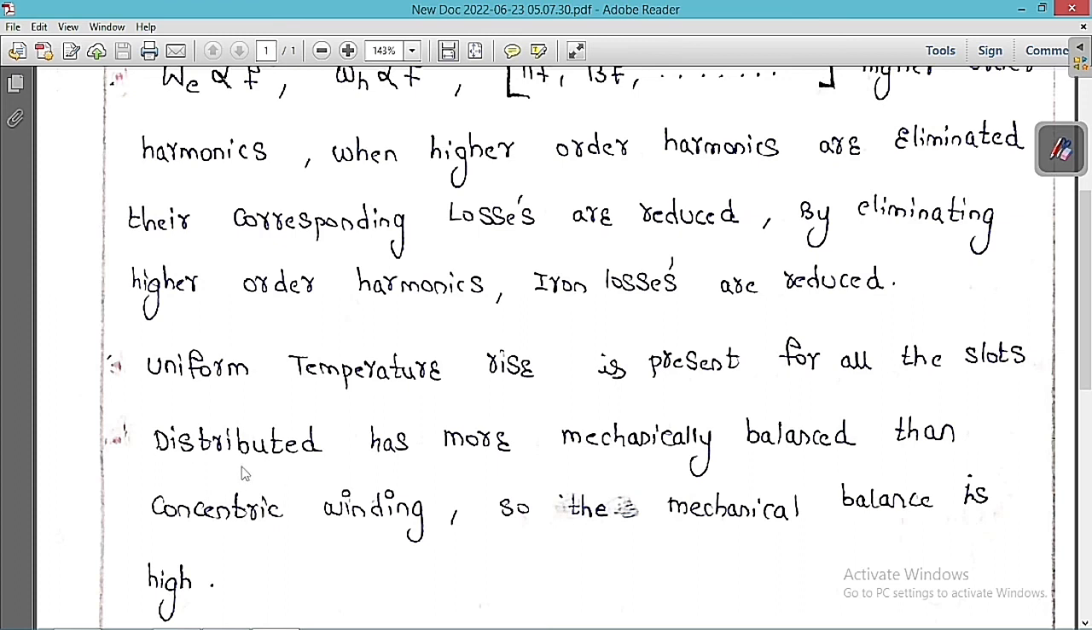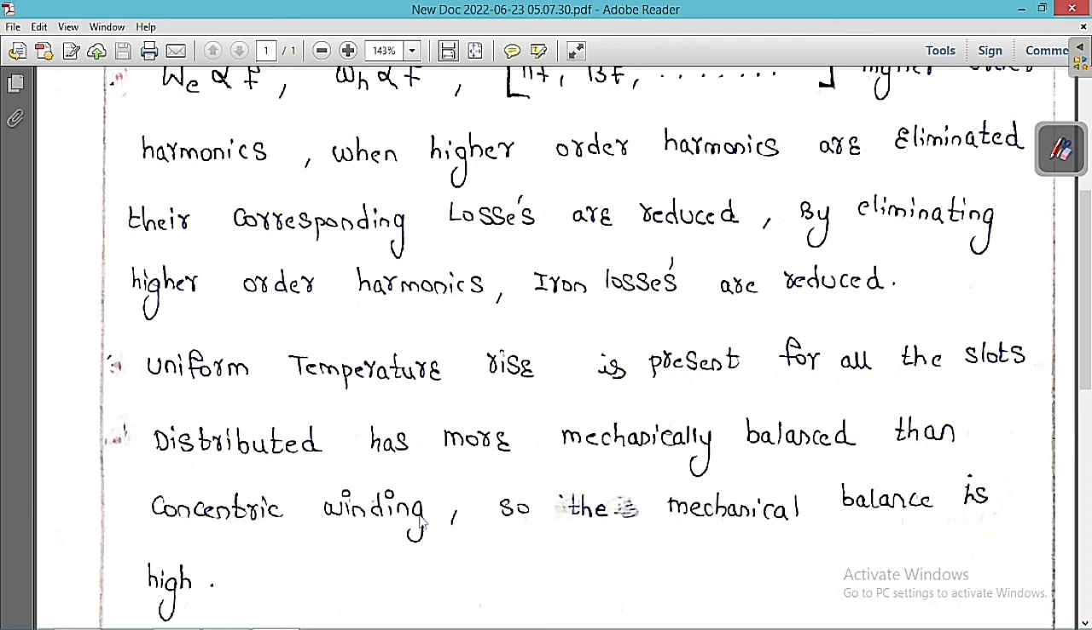Similarly, another important point is that the distributed winding is more mechanically balanced than the concentric winding. So the mechanical balance is very high. See, if for a given coil you keep all the coil sides in one slot, its temperature rise will be very high, and the mechanical balance is very less, because in one slot we keep all the conductors, the weight will be increased, so there will be no balance. But if you keep the different coil sides of one coil in different slots, then the temperature rise is uniform and the mechanical balance is also very high.